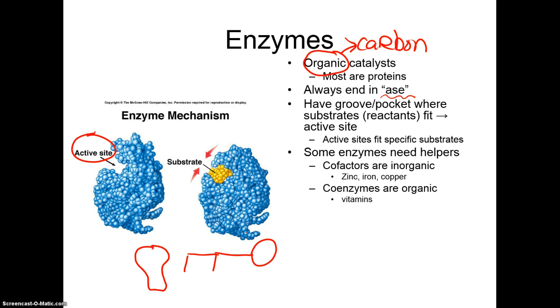So some enzymes need helpers. Those two types of helpers are called cofactors and coenzymes. The only difference is that a cofactor is inorganic and a coenzyme is organic. Coenzymes are things like vitamin C or any of the kinds of vitamins that you might be taking. They are helpful because they can help your enzymes, and your enzymes help reactions go faster. And you need reactions in order to live.